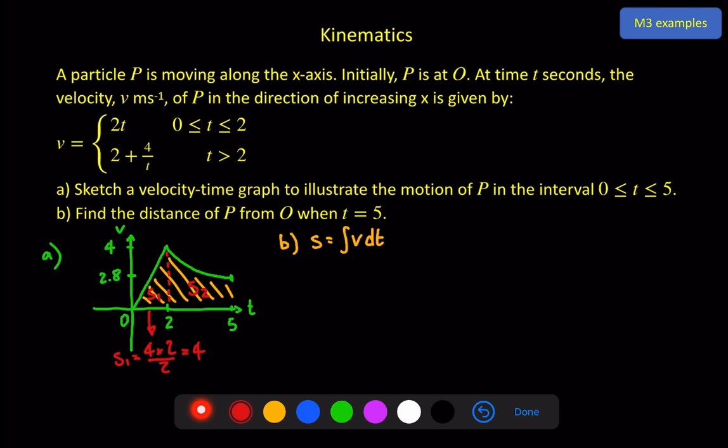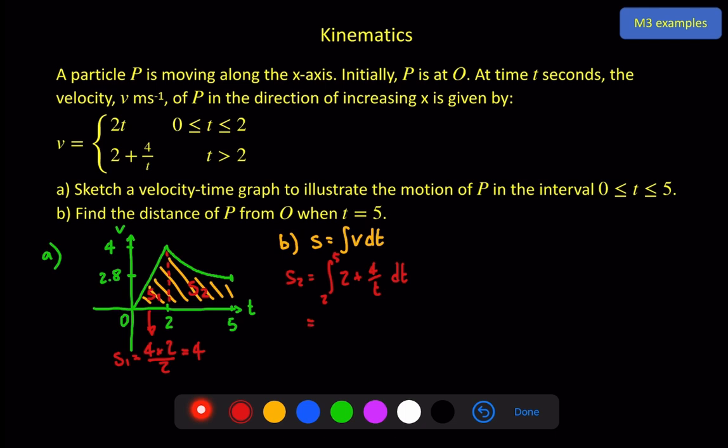Now for S2 we will have to integrate 2 plus 4 over t, and it will have to be from 2 to 5. Then I'll add these two regions together, and that will be the total distance of P from O when t equals 5, because you can see from the graph that there's no negative velocity. We're not going backwards at any point.